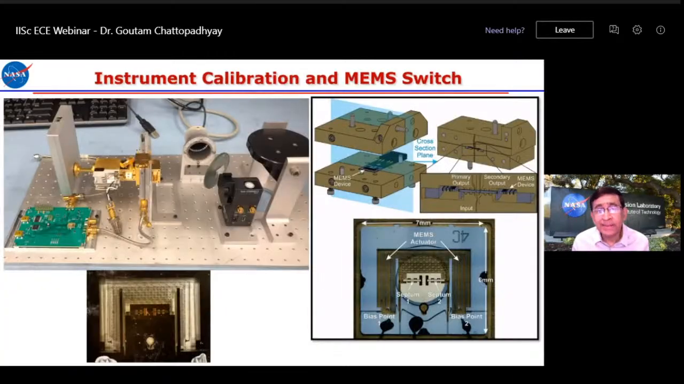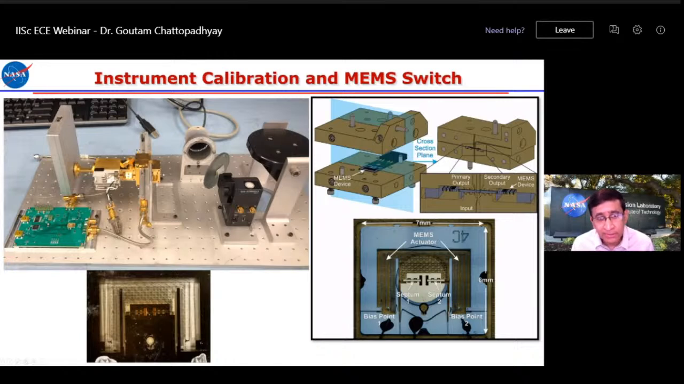Then the next thing is, as I was telling you, we need a calibration system. This was actually the previous generation of the instrument, where the entire instrument is on the left side of the screen here, and on the right side, what you see here is our calibration system. So we had a flip mirror, so we need a motor.